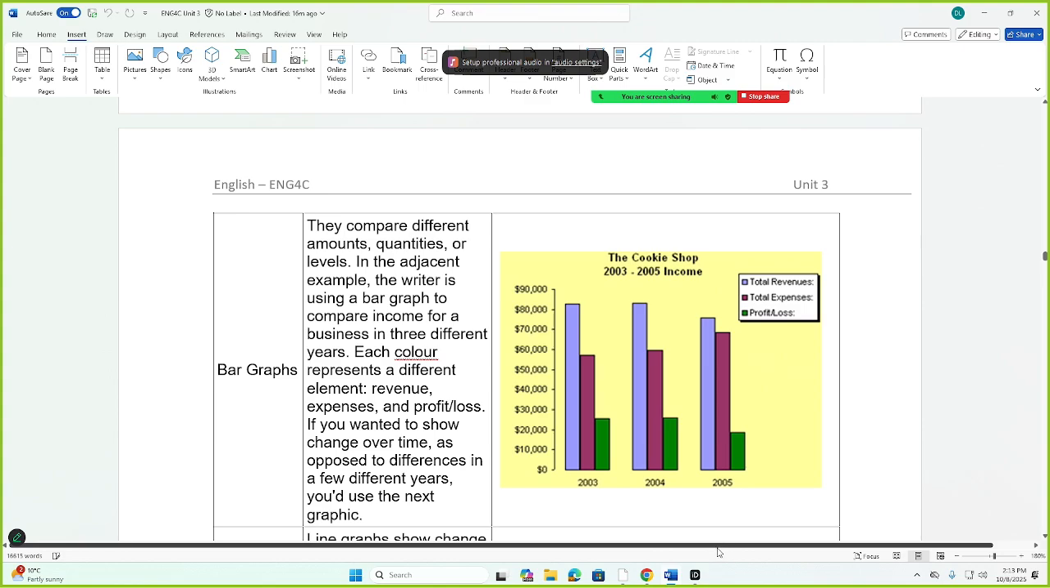Each color, so there the bar graph here for 2003, there's 3 different colors, right? Looks like a light blue, a mauve violet, purple, and then green, right? Each of those colors represents a different element. We go over to the menu here, right? The light blue represents total expenses. The mauve purple, total expenses. And then the green is the profit loss.